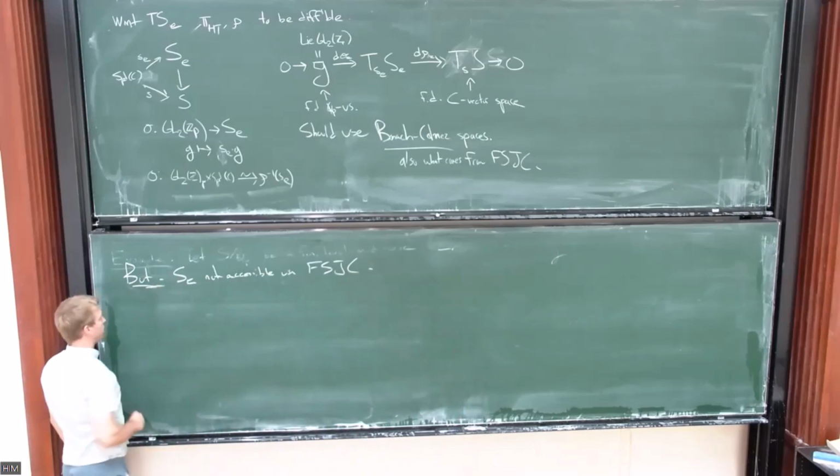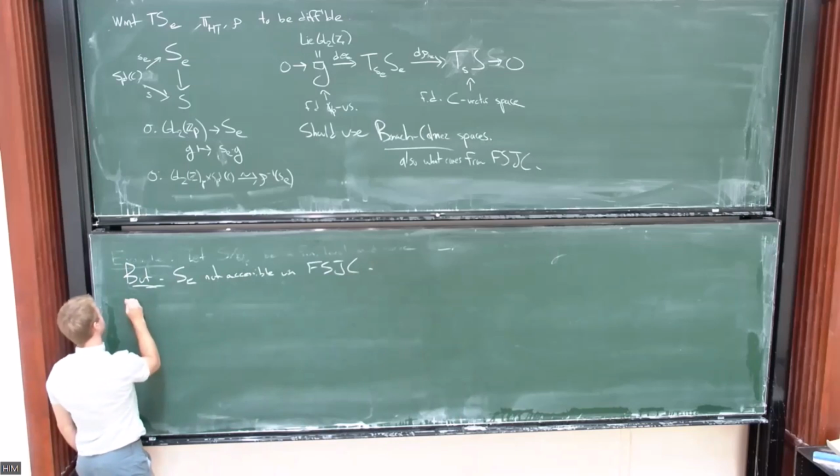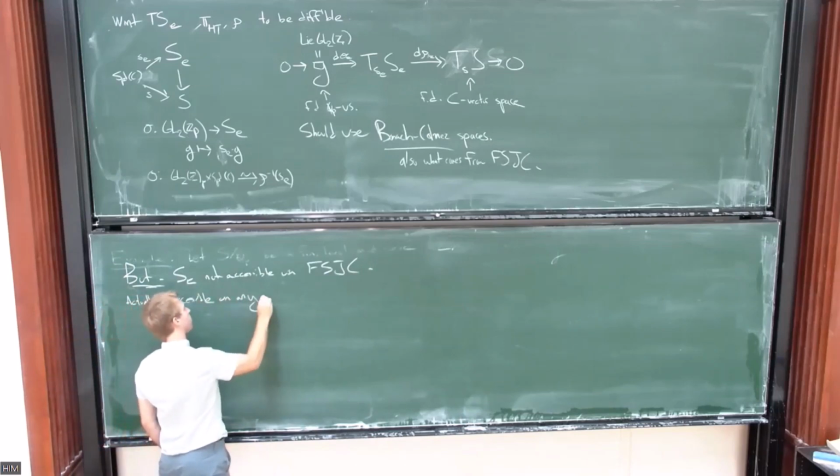This one is actually a particularly nice example because, even though you can't do it globally, you can access it by the Jacobian criterion on any residue disk. So this is accessible on any residue disk.